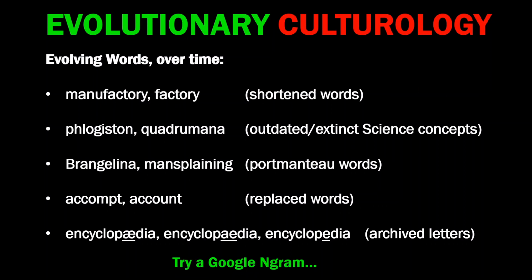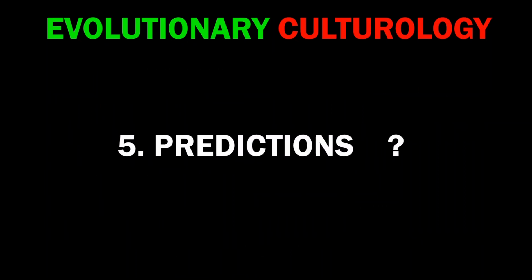Outdated science concepts like phlogiston and quadrumana, you can see them go extinct. Portmanteau words, where you combine two old words to get a new one, like Brangelina, or mansplaining, combining old words to get new words. You can see how the evolutionary algorithm works there. Replaced words and even letters that have gone extinct and characters that have gone extinct over time. So as a fun citizen science project, you can do a Google Ngram.